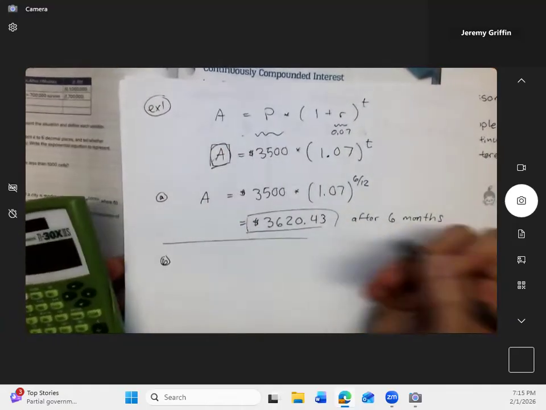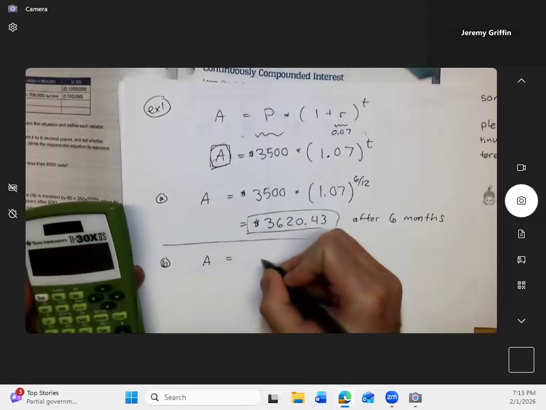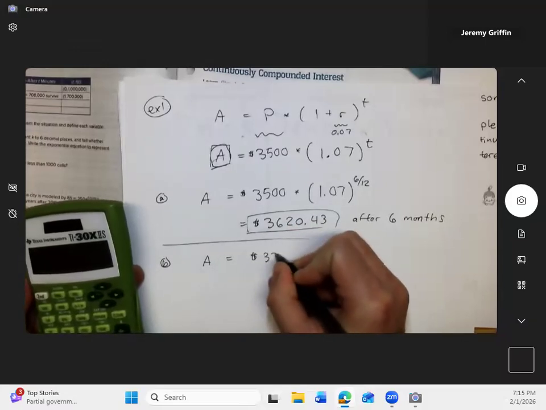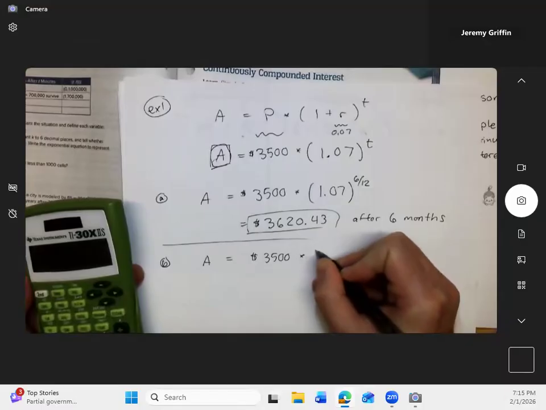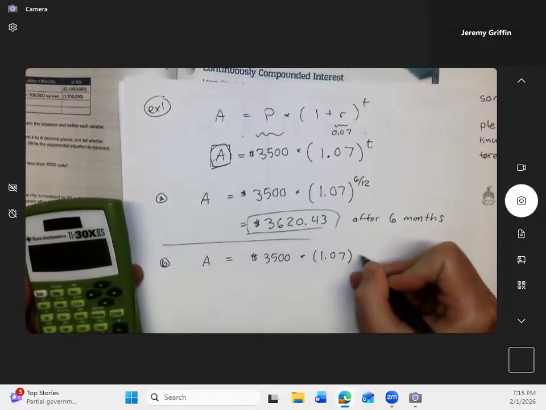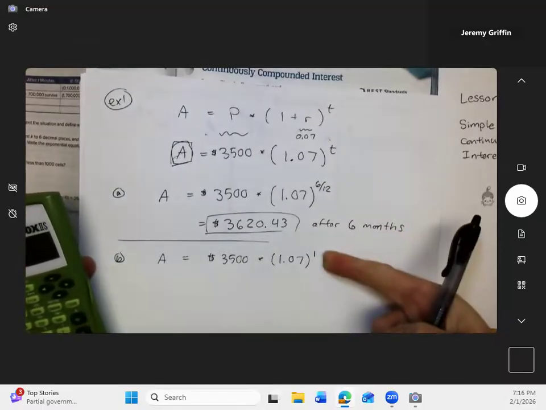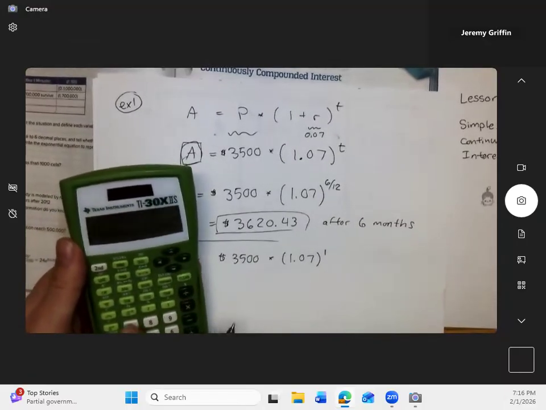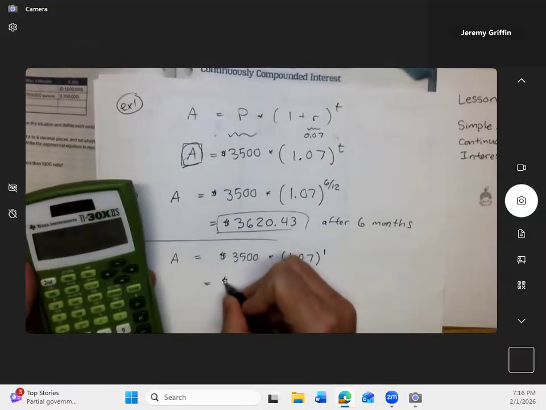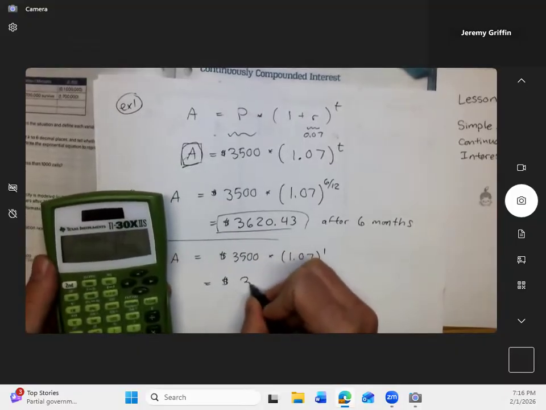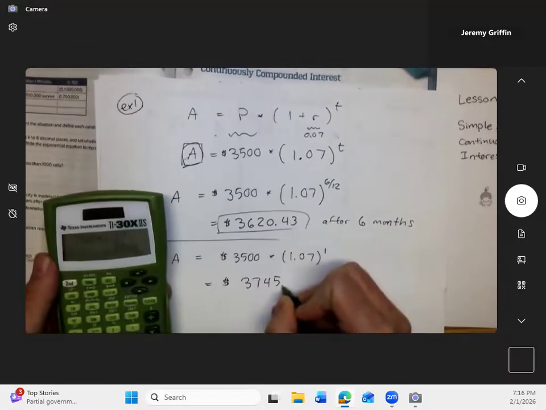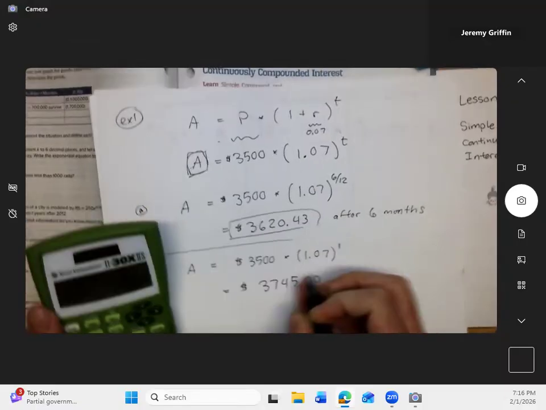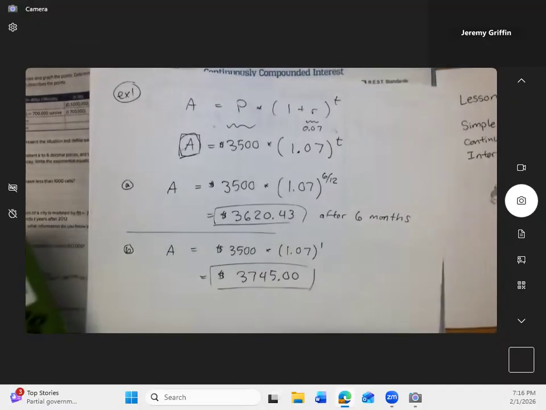Also, your book asked, what do I have after 1 year? So let's treat this as part B, I guess. The amount after 1 year. So there was still the original $3,500, and also 7% interest, but now we're letting this go for 1 year. So power one. So 3,500 times 1.07. This would be dollars, $3,745.00.